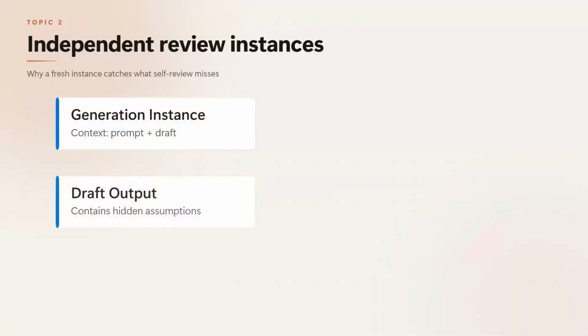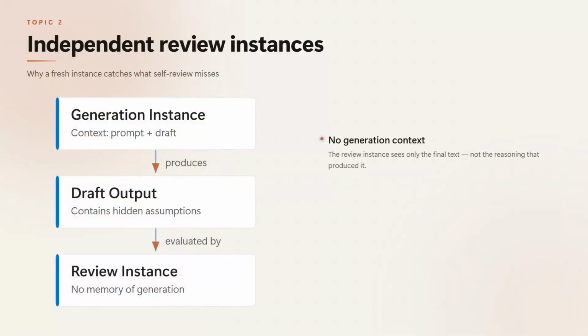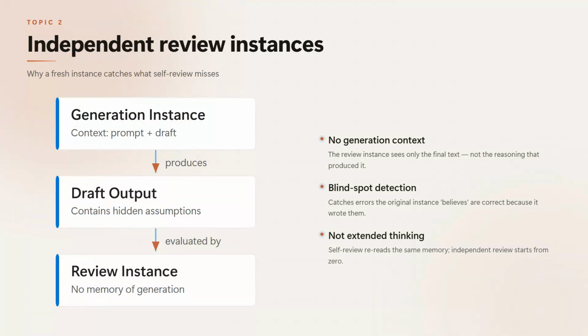An independent review instance is a fresh Claude session that reviews output, code, a document, a plan, without any memory of how it was generated. It receives the output and the original requirements, but not the generation transcript. This is not the same as asking the same session to review its own work, or turning on extended thinking. Those approaches leave the original reasoning in context, so the model defends its choices instead of finding flaws. The distinction that catches people is believing that a more thorough prompt in the same session can substitute for a truly independent review.